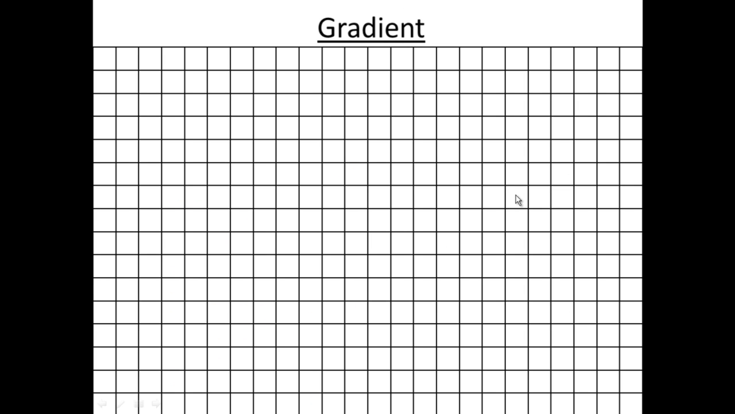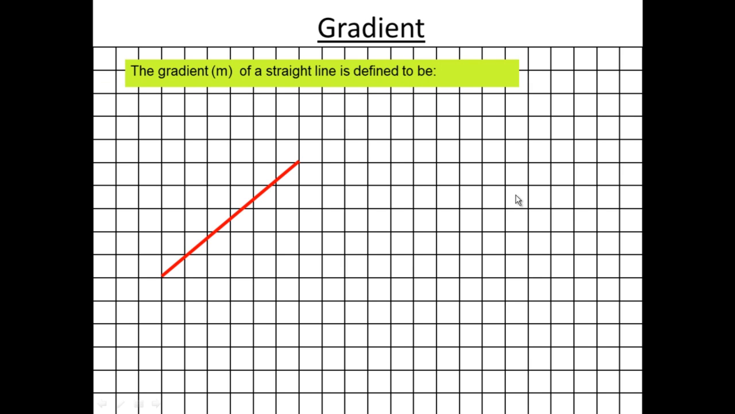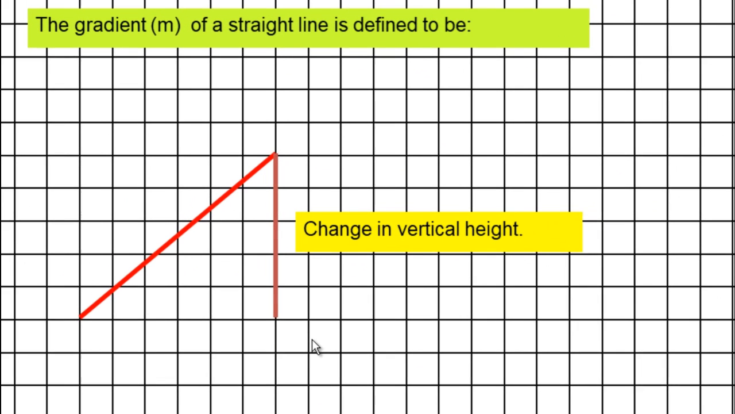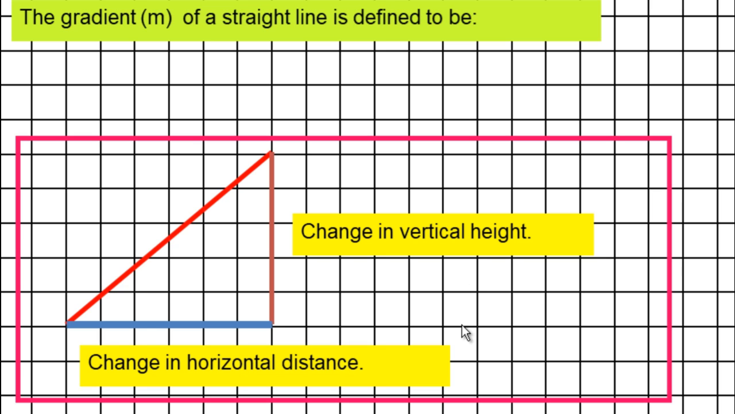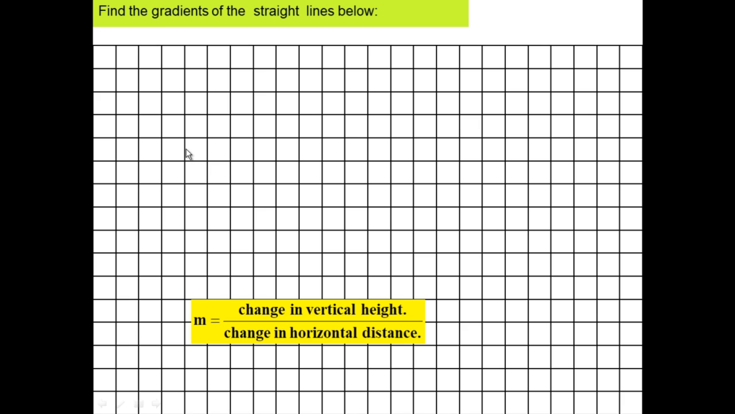What is gradient? Gradient is ratio between vertical height and the horizontal distance. Examples. Look at the first picture. The vertical height is 1, 2, 3, 4. And then the horizontal distance is 1, 2, 3. So the gradient is 4/3.